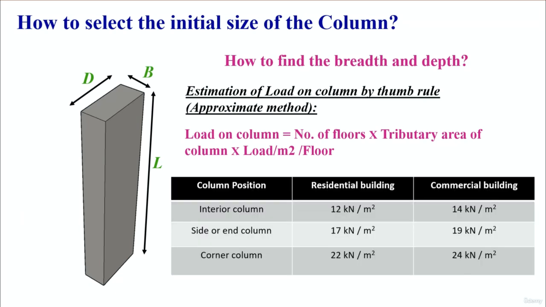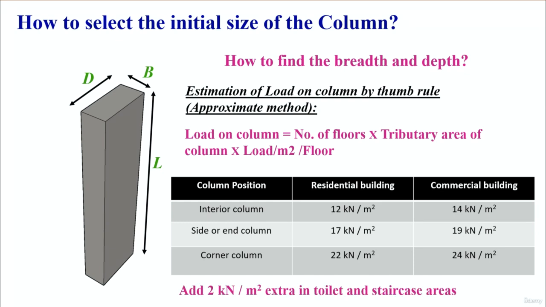We have thumb rule for load per meter squared for columns, that is for residential building as well as commercial building. According to the column position, we'll be having only 3 column positions, whether the column must be interior column or side or end column or corner column. So for interior column, residential building, it is 12 kilonewton per meter squared. Commercial building, it is 14 kilonewton per meter squared. Side or end columns, for residential building, it is 17 kilonewton per meter squared. Commercial building, 19 kilonewton per meter squared. At last, corner columns, for residential building, it is 22 kilonewton per meter squared. For commercial building, it is 24 kilonewton per meter squared.